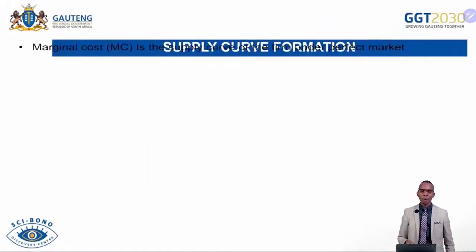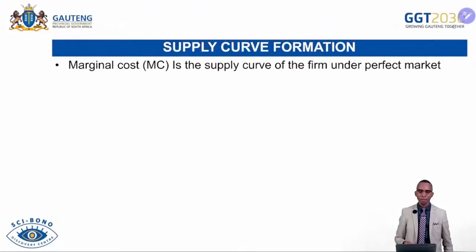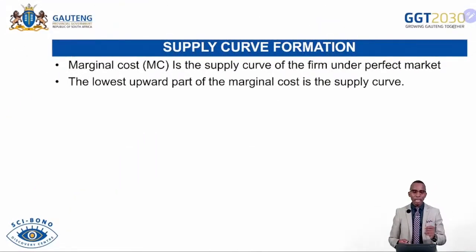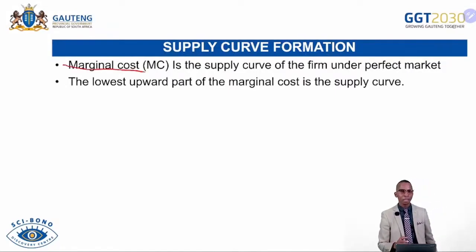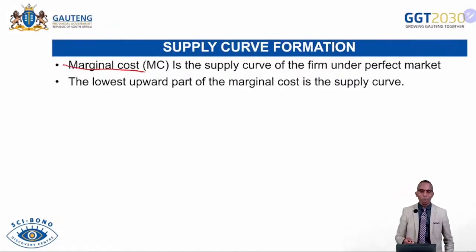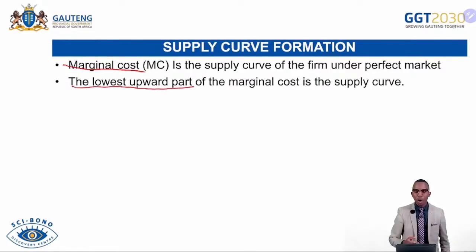And then how about the supply curve? How do we determine the supply curve for the individual firm? The marginal cost curve, MC, is the supply curve for the firm under the perfect market. MC is the supply curve, where the lowest upward sloping point of MC is known as the supply curve for the perfect market.